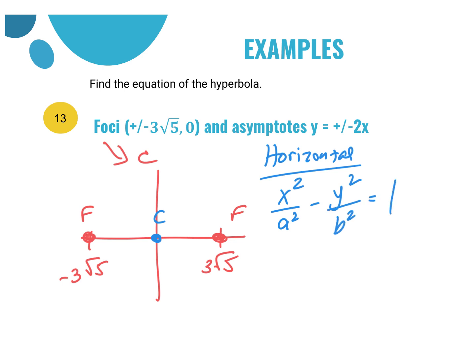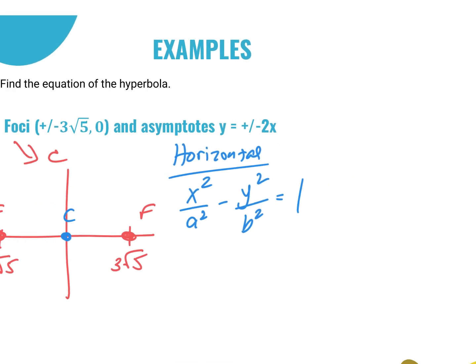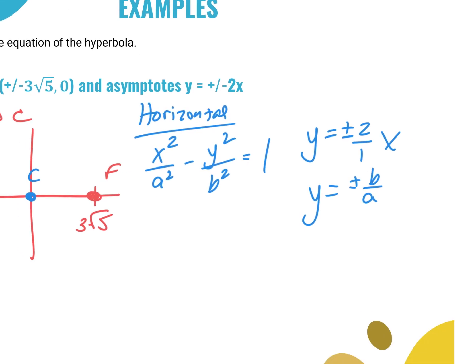Okay. What other piece of information did they give me? So y equals plus minus 2 over 1 times x, correct? Okay. What's the equation? y equals which one? b over a? Okay, so plus minus b over a. So what can I set equal to each other? 2 over 1 equals b over a.